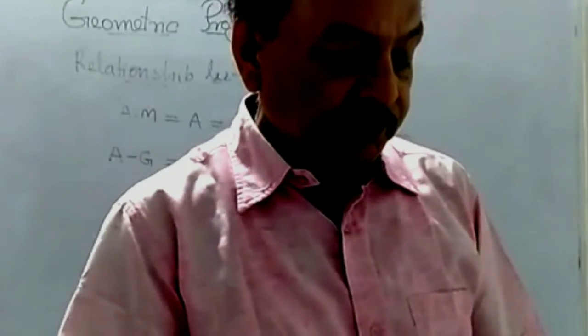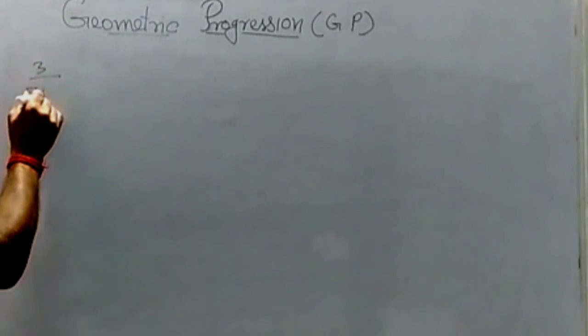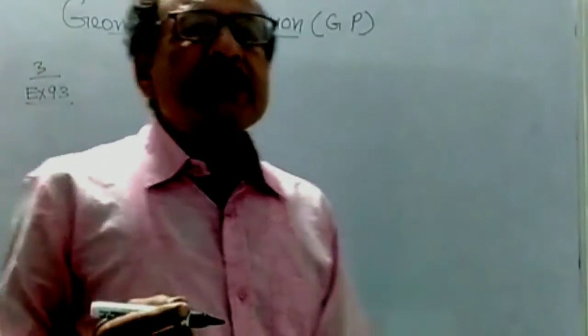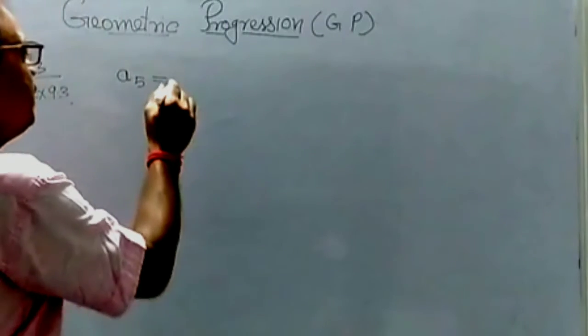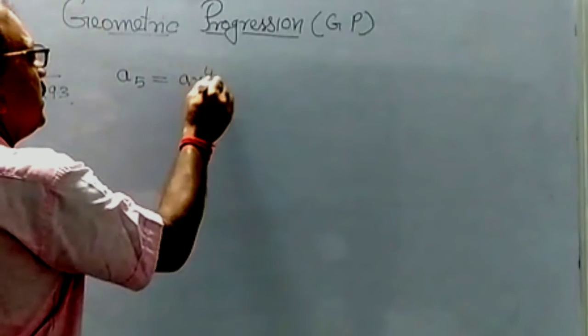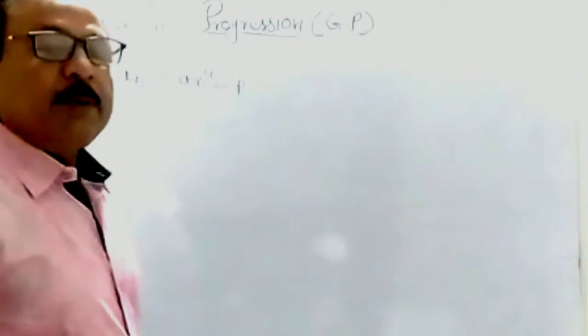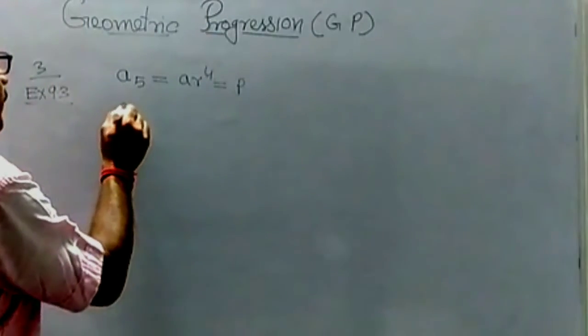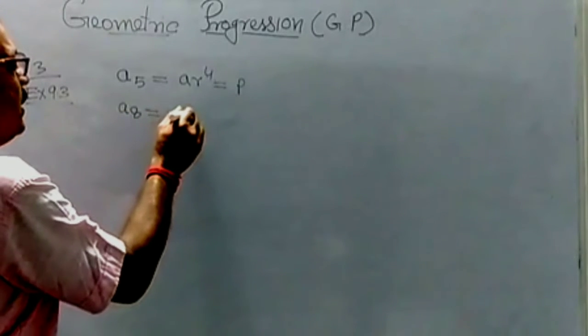So now let us see some of the problems. Exercise 9.3, question number 3. The fifth term of a GP is given, A5, which means ar to the power 4, and that is given as P. The eighth term of the GP, a8, means ar to the power 7. This will be given as Q.